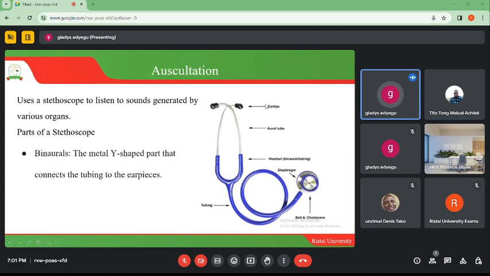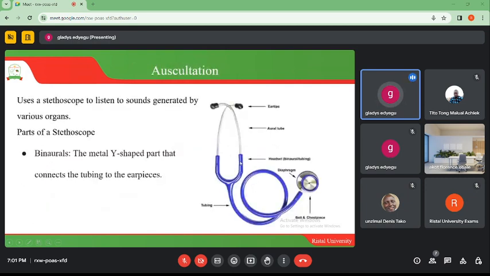So these are the ear tips where you put to the ear to listen. Then these ones are the aerial tubes, and these tubes basically deliver the sound to the ear tips for you to hear. Then the headset, this one's the headset.